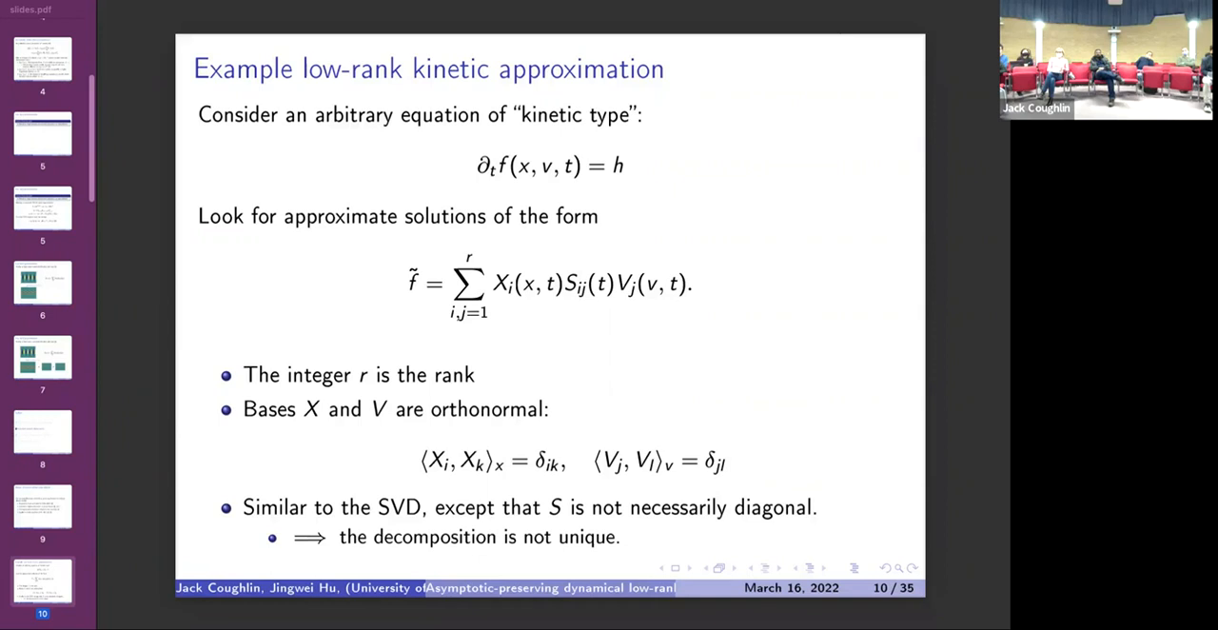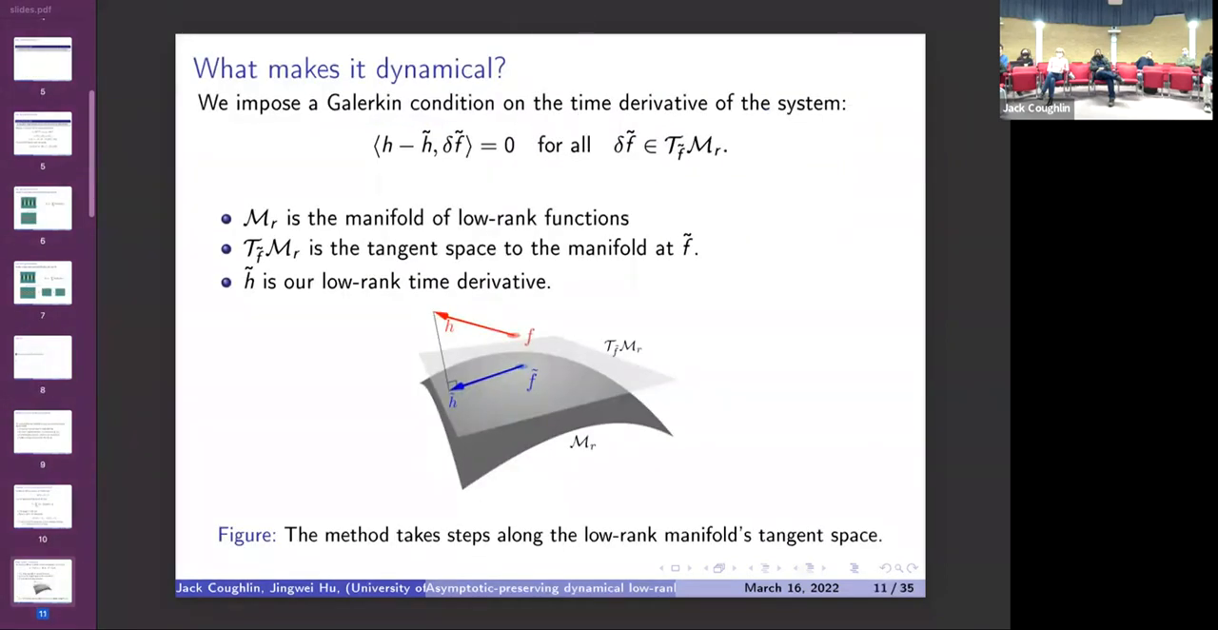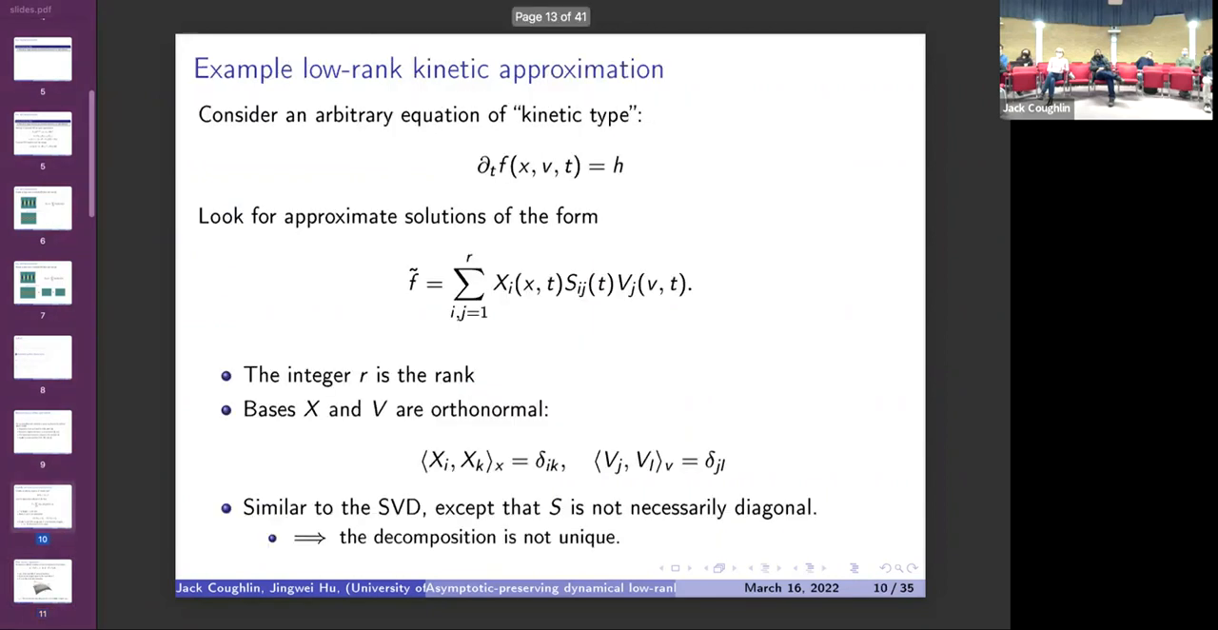So that's fine though, because what makes it dynamical is that we don't necessarily need a unique decomposition of f. We're going to decompose the time derivative of f, and we do that by imposing a Galerkin condition on that time derivative h. So in this schematic, this manifold MR is simply the manifold of all the functions that you can write this way, right?